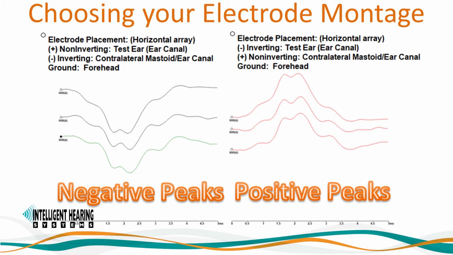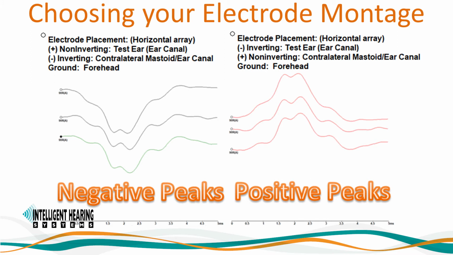If you prefer to view eCoG responses as negative downward peaks, then the test ear electrode would be connected to the positive non-inverting input of your amplifier or patient cable, and the contralateral ear canal or mastoid would be connected to the negative inverting input of your amplifier and patient cable.